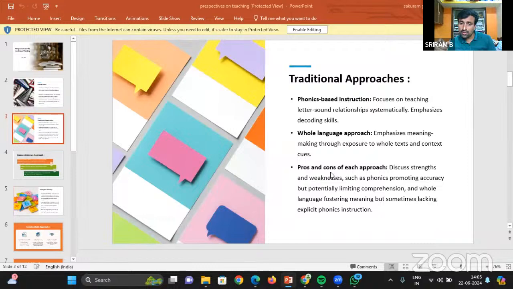Then the pros and cons of each approach. Quickly read it out. Discuss strengths and weaknesses, such as phonics promoting accuracy but potentially limiting comprehension, and whole language fostering meaning but sometimes lacking explicit phonics instruction. Understood what is there here?